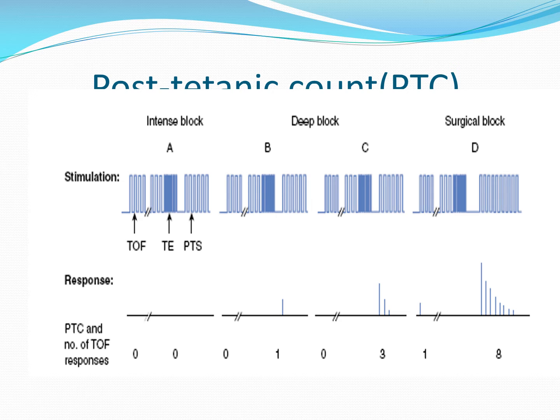In the deep block, we have 1 post-tetanic count. Then, as the block is less, we get 3. And then, in the last figure, 1 response of the train of four appears. And at the same time, we have 8 post-tetanic counts. So, the number of counts increases as the block becomes less intense.